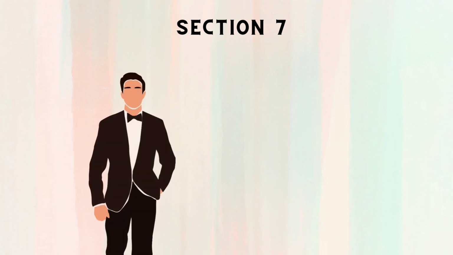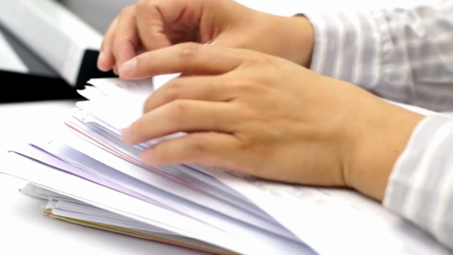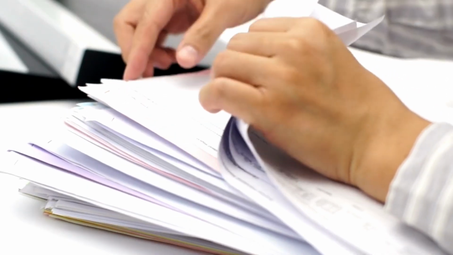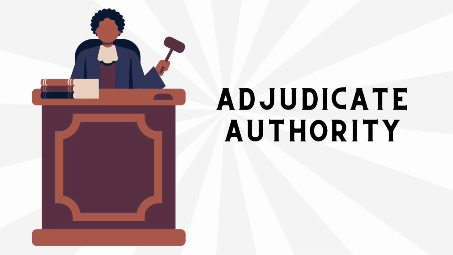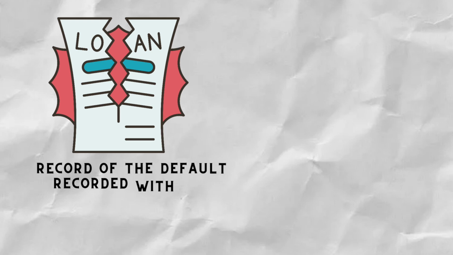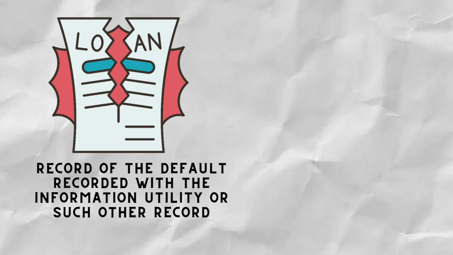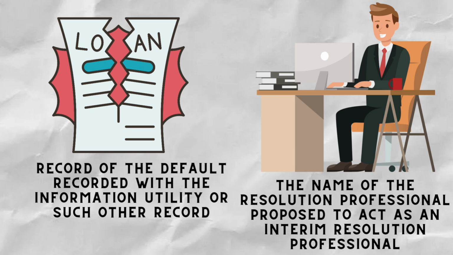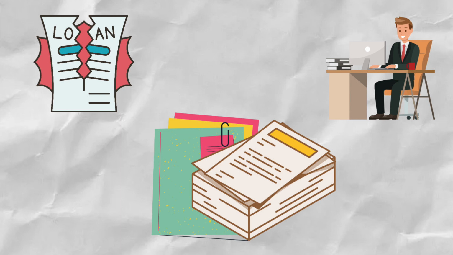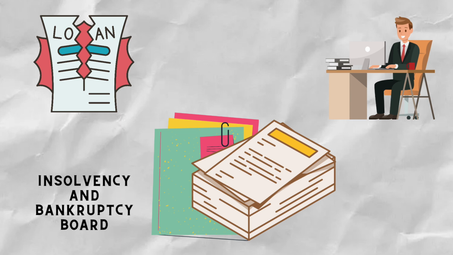As per Section 7 of the Insolvency and Bankruptcy Code, a financial creditor, either by itself or along with other financial creditors, can file an application for initiating the corporate insolvency resolution process against a corporate debtor before the adjudicating authority when a default occurs. Along with the application, the financial creditor has to submit the record of the default with the information utility or such other record, the name of the resolution professional proposed to act as an interim resolution professional, and any other information as may be specified by the Insolvency and Bankruptcy Board.